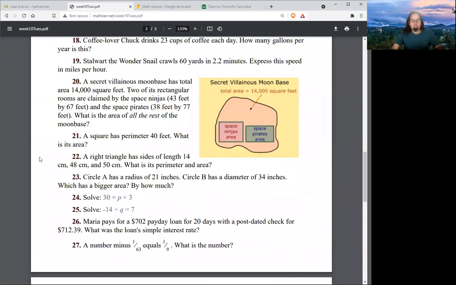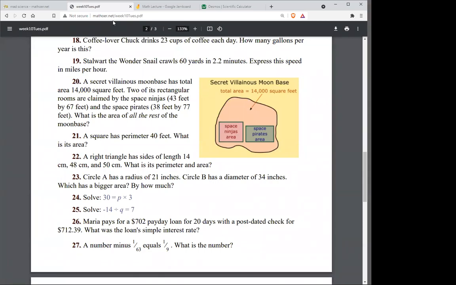Okay, now we're to geometry stuff. Are these ones you all want to do on the board, or you want to do all of them on the board? Sure.